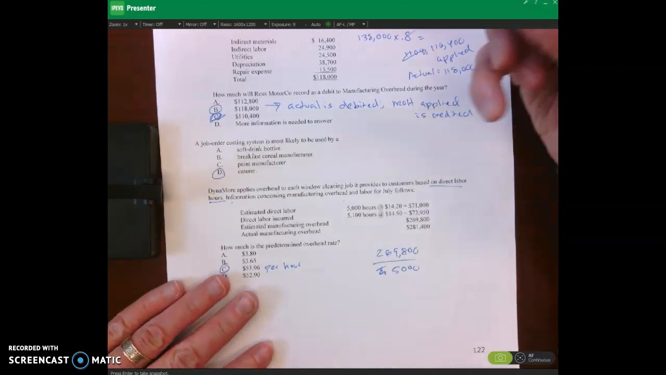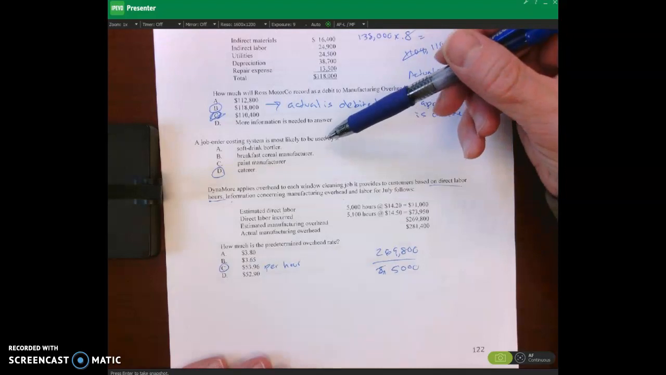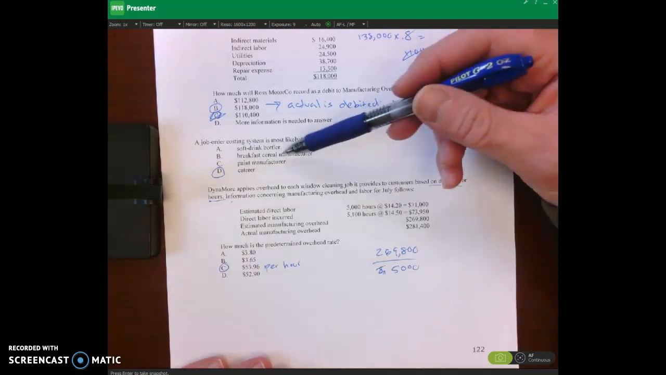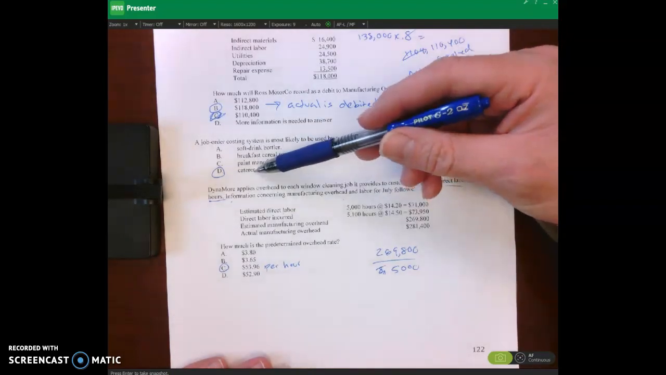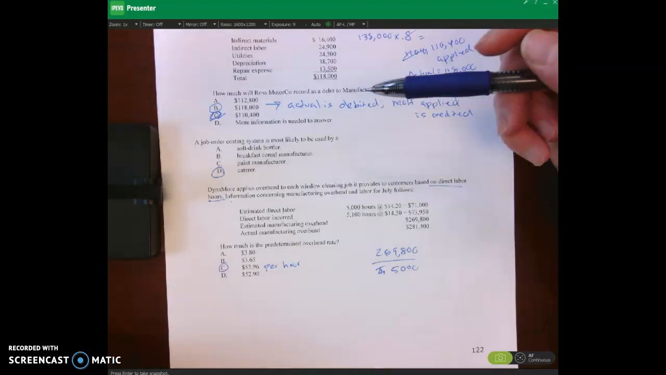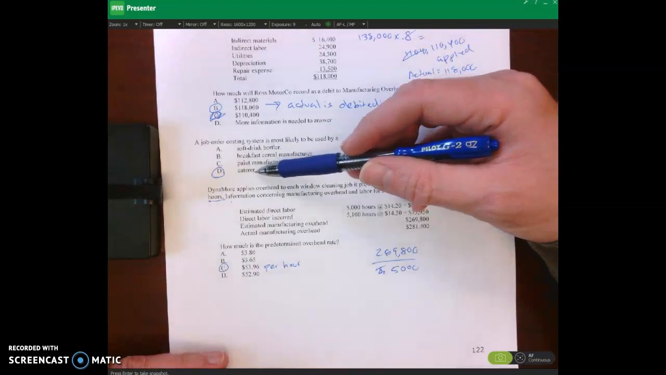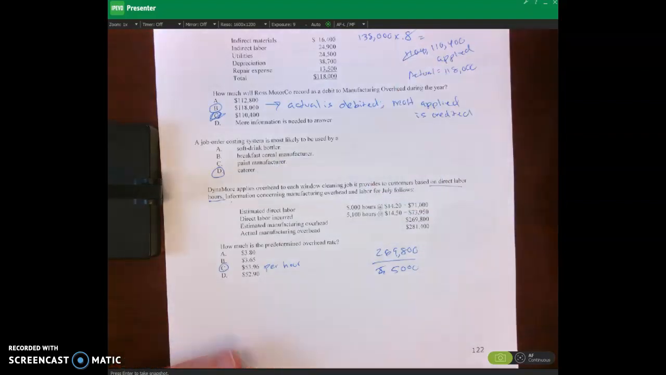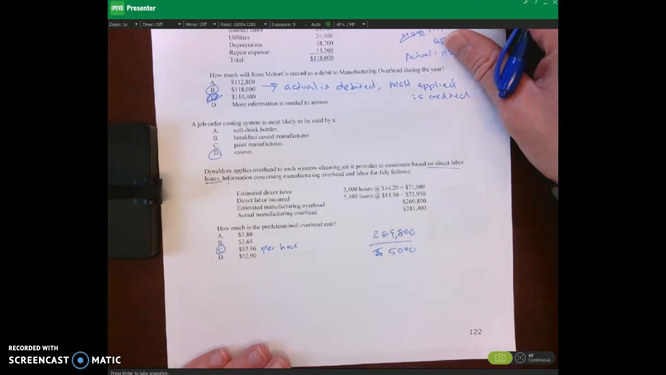Next, which job order costing system is likely to be used by a caterer? If you think about a caterer, they have very different jobs. Maybe one party they cater has 100 people, the other has 20 people, and the parties want different types of food. So it's very different. It would be done to customer specifications, and they would track the food and labor costs by the client. So a caterer is the best option right there.